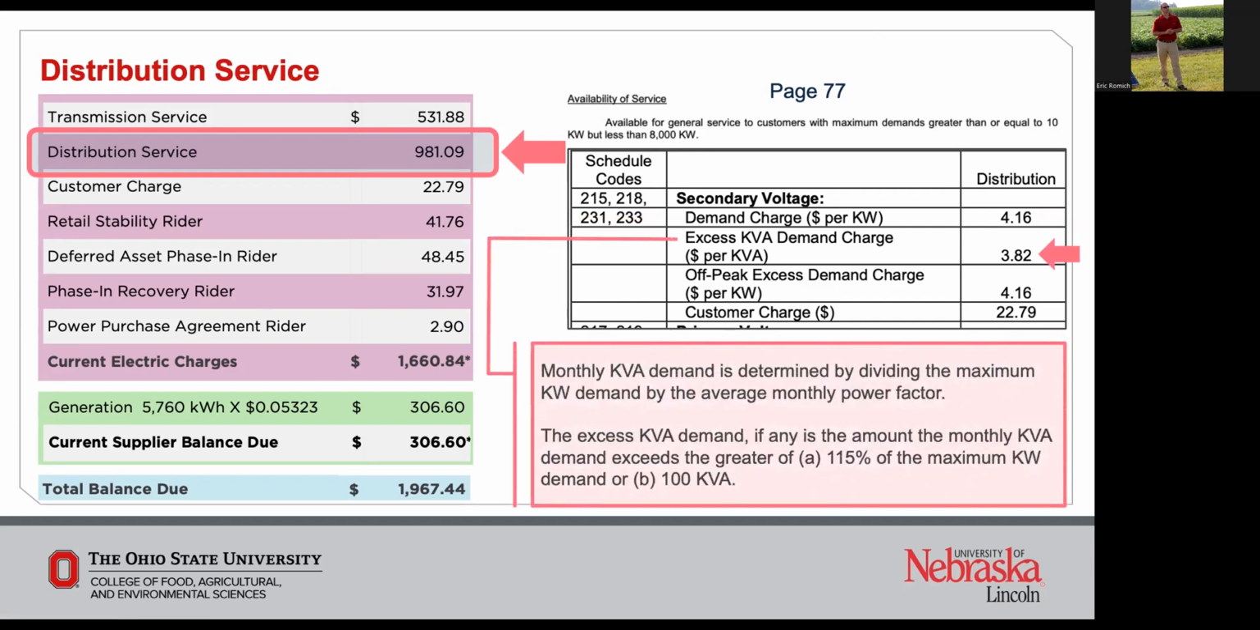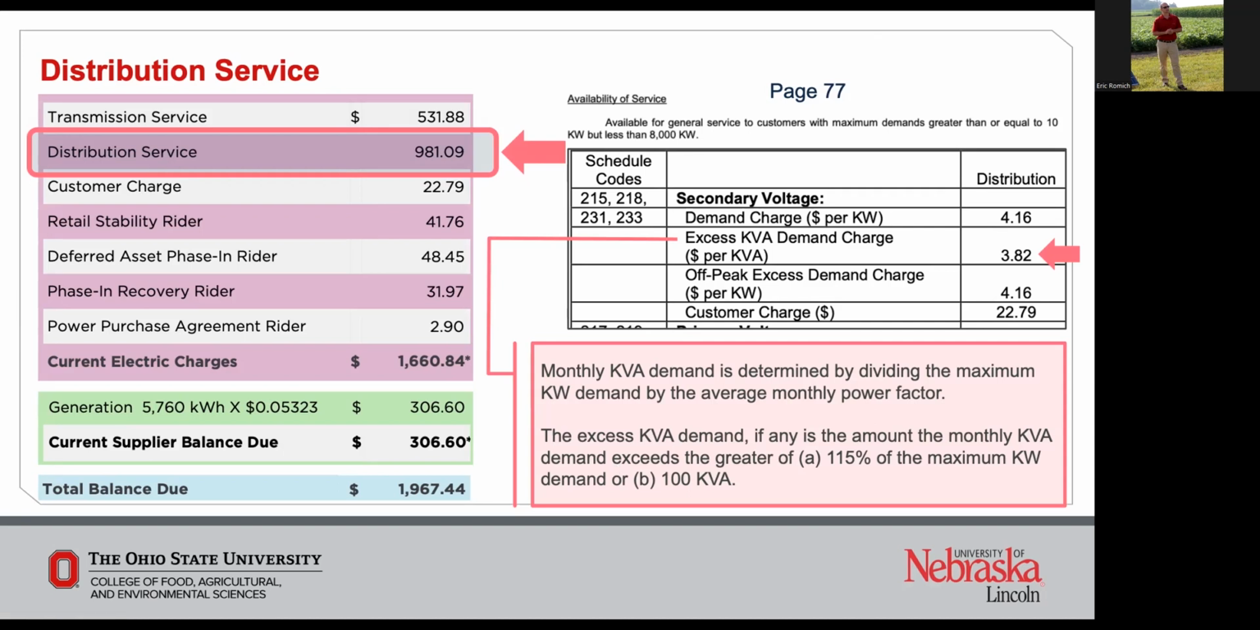So the next impact to this $981 distribution service is excess KVA demand. And again, you have to really get into the weeds to understand how they're calculating some of these factors. So their monthly KVA demand is going to be measured by your kW, so your max peak demand divided by power factor will give you your apparent power. And then the excess is the amount by which that demand is the greater of the two: either higher than 115% of your measured peak demand or 100 kVA.